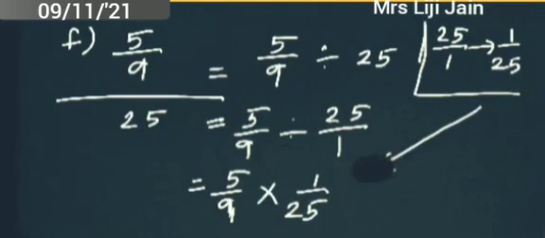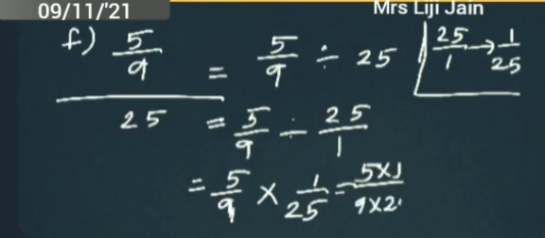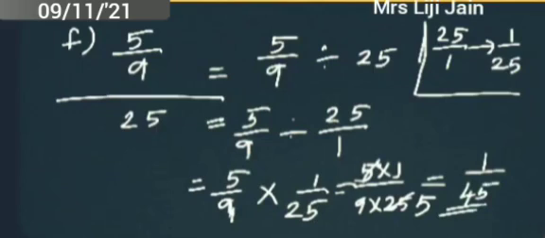Now the division has been converted to multiplication. Now we can apply the rule for multiplying fractions: 5 into 1 by 9 into 25. 5 5s are 25. So the final answer is 1 by 9 5s are 45. 1/45 is the final answer. Have you understood?